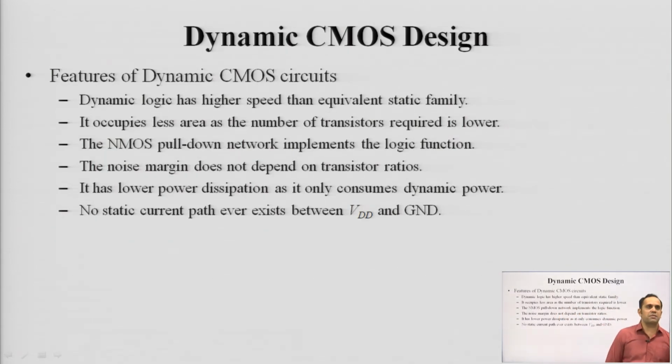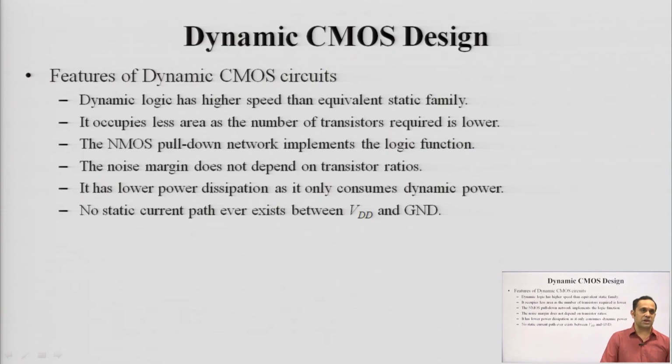Some features of dynamic CMOS circuits: dynamic logic has higher speed and occupies less area. This becomes more evident when the size or density of the circuit increases. For a 1 or 2 input circuit, there is not much difference between static and dynamic CMOS, but when the number of inputs increases and the circuit density increases, the number of transistors you require considerably reduces, because your logic is only implemented by the pull down network and you do not need the same number of transistors in the pull up network which you need in the static counterpart. The NMOS pull down network implements your logic function.